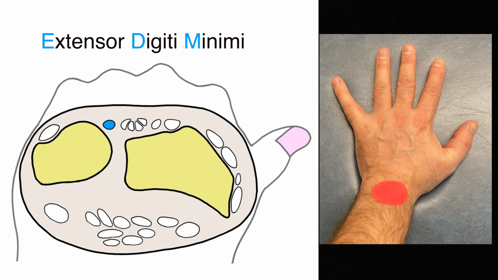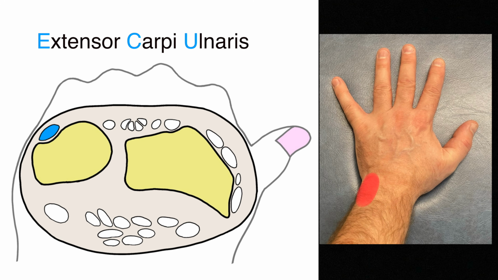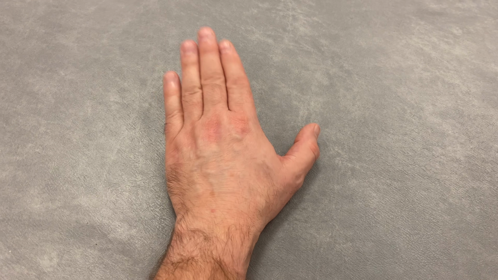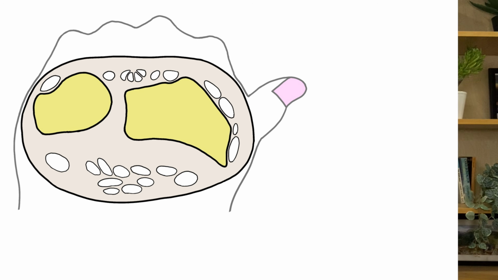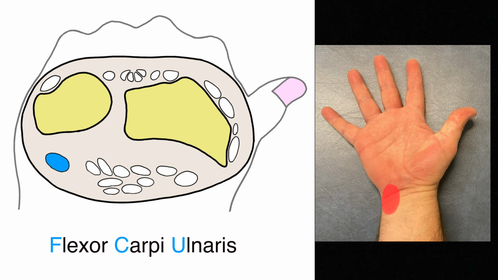Still on the back of the wrist, but now over the little finger side, we have extensor carpi ulnaris, which is a large tendon that extends and also side bends the wrist like this. ECU is the second most common wrist tendon affected by tenosynovitis. Now onto the palm side of the wrist, and over the little finger side we have flexor carpi ulnaris, which helps flex the wrist, and this is the third most common wrist tendon affected by tenosynovitis.